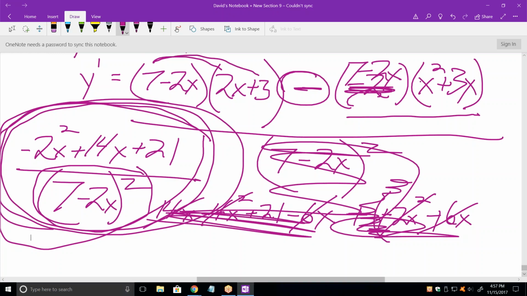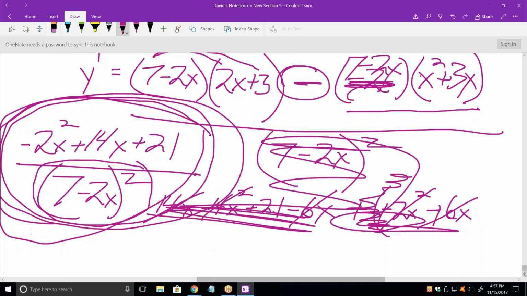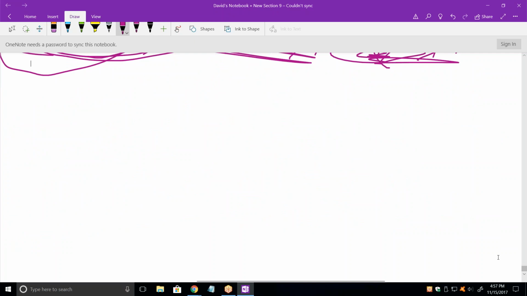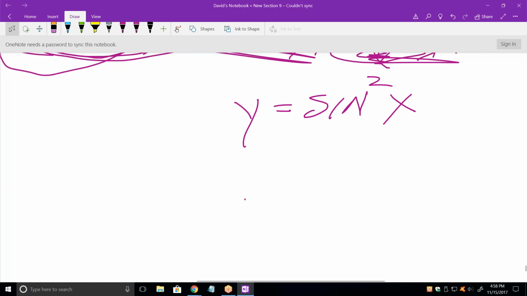3 minutes. Let me give you 2 quick questions on the chain rule. If you can figure these out, you'll have the chain rule made. These are not the same function. This means sine x times sine x. This means sine of x squared. Okay. What's the inside and the top?